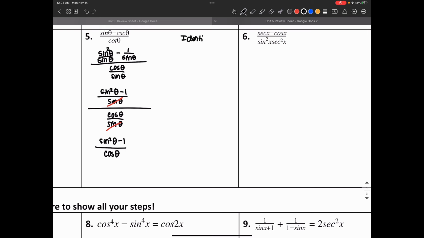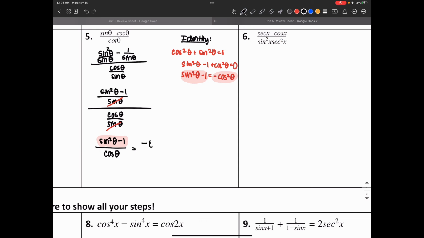So off to the side, I'm going to write this because I need to edit it a little bit. Cosine squared of theta plus sine squared of theta is equal to 1. Then I can subtract 1 on both sides and get sine squared of theta minus 1 plus cosine squared of theta is equal to 0. And then I could subtract cosine squared of theta on both sides, so I'd get sine squared of theta minus 1 is equal to negative cosine squared of theta. And so I can replace this numerator here with negative cosine squared of theta.